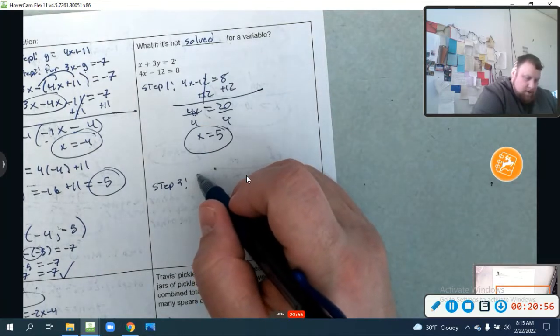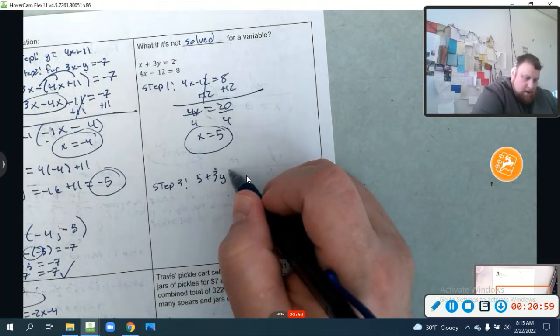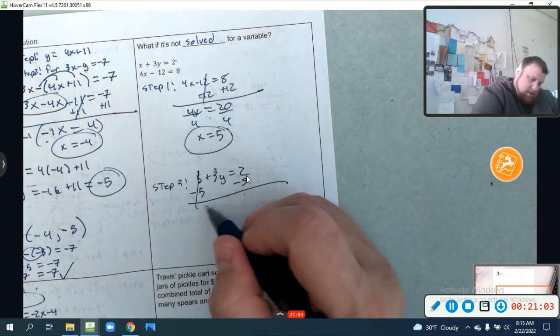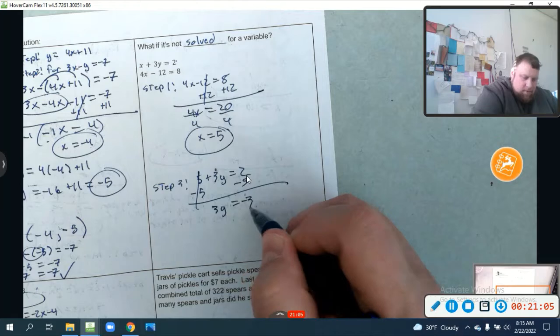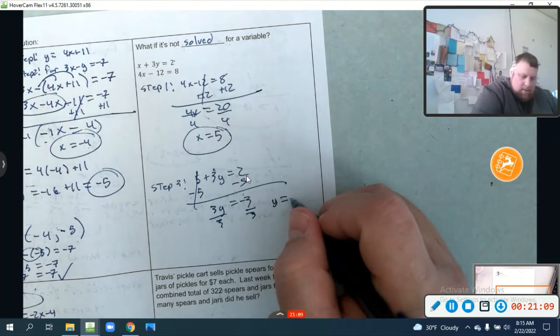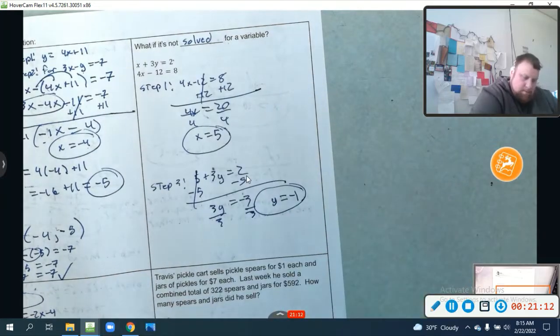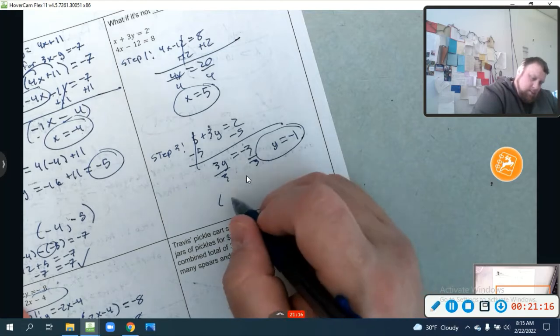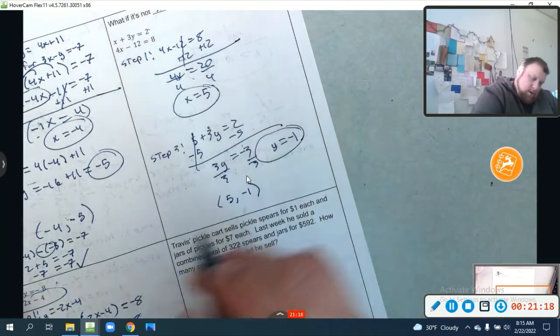My x is 5, plus 3y equals 2. Subtract 5 from both sides. 3y equals negative 3. Divide by 3. We get that y equals negative 1. Boom. And then I have the point (5, negative 1).